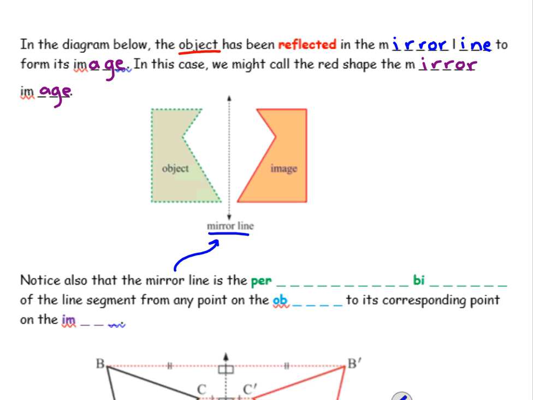Notice also that the mirror line is the something something of the line segment from any point on the object. If you remember from coordinate geometry, it's the perpendicular bisector. So notice that the mirror line is the perpendicular bisector of the line segment from any point on the object to its corresponding point on the image. You might be wondering, what on earth does that sentence say? And understandably so.